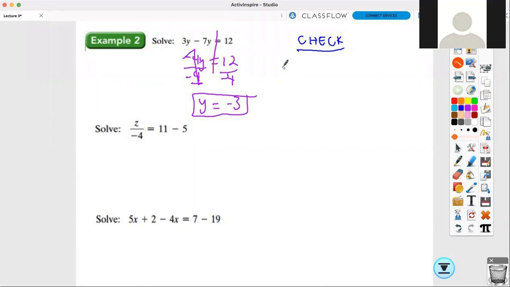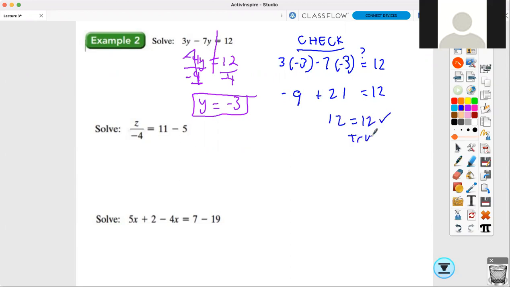You can do it yourself. Yeah, and this is what the independence is from. So we're going to plug in -3 for y, wherever we see it, and then equals 12, question mark. 3 times -3 is -9. -7 times -3 is +21. -9 plus 21 is 12, which is true. So this is the correct solution.